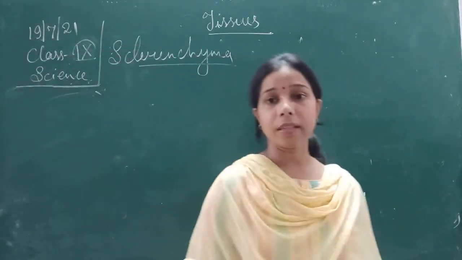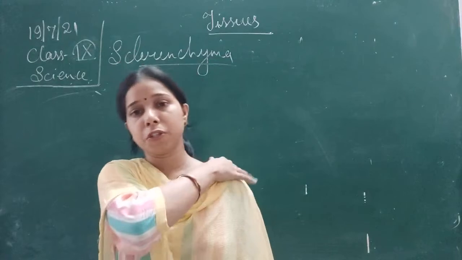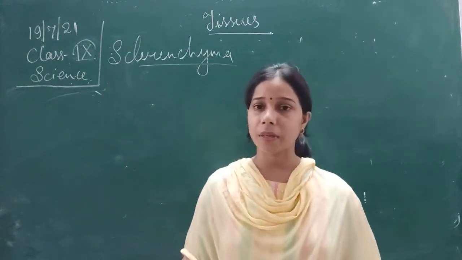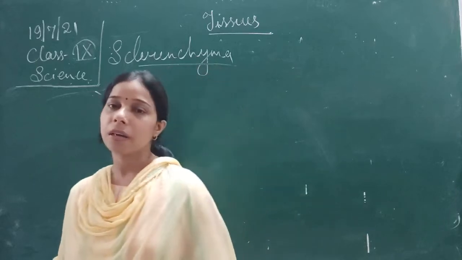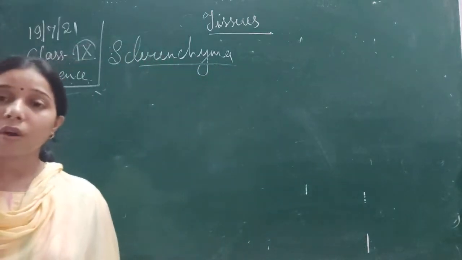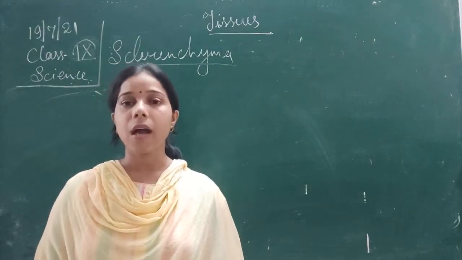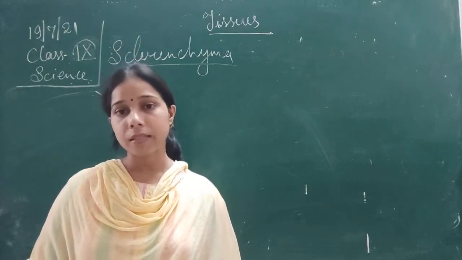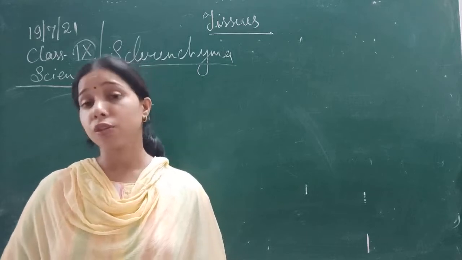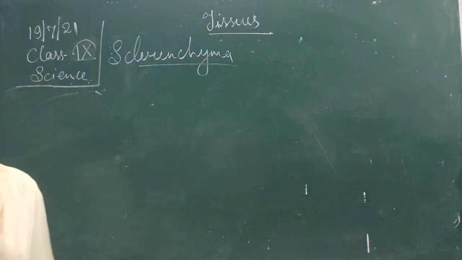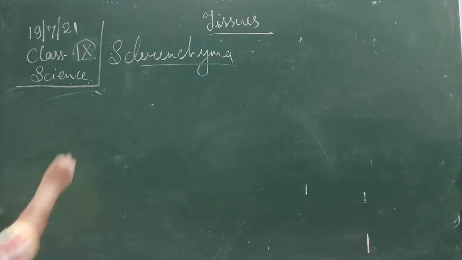Sclerenchyma, student, is a type of tissue in which the cells are actually dead, and no intercellular spaces are present in sclerenchyma because of the deposition of lignin. Even the cell walls are thick, and the lignin deposition makes the cell a dead cell. It means there is no nucleus and no cytoplasm present in it. So we can say that they are hard.